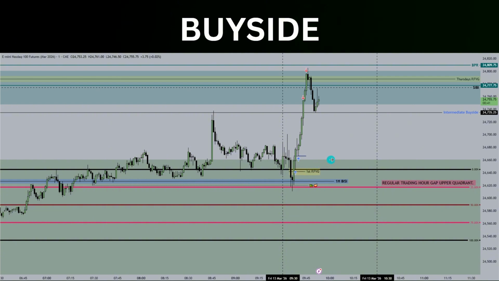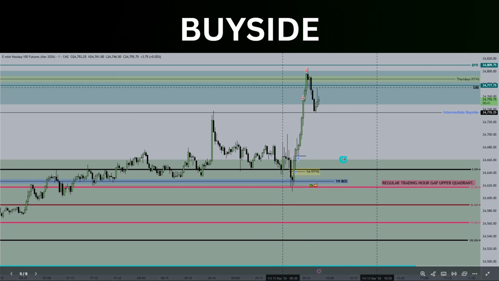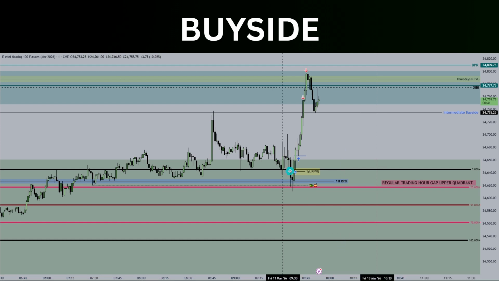Then we were inside this regular trading hour gap and also this green shaded NWOG, and we had a first presented fair value gap that was in close proximity but still above us from down here. It was in a premium.